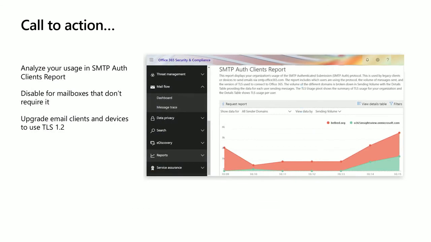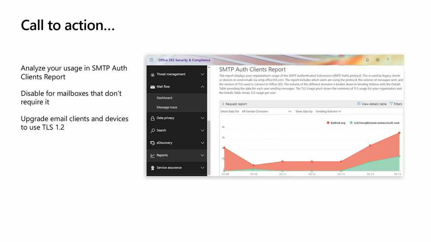Now, as we have seen the security concerns for the SMTP auth protocol, what you can also do is use an existing report in the Mailflow dashboard that I showed a few slides earlier, which as of today you will find in the Security and Compliance portal. There is a report named SMTP auth client report. You can leverage that report. You can analyze the data for your tenant and find out the mailboxes and the users that are still using the SMTP auth protocol, and you can audit them and see whether they really require it or not. And then you can proactively disable the SMTP auth client protocol for all the other mailboxes that don't require it.